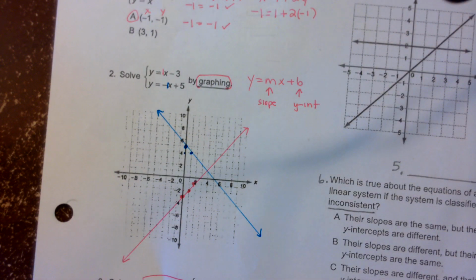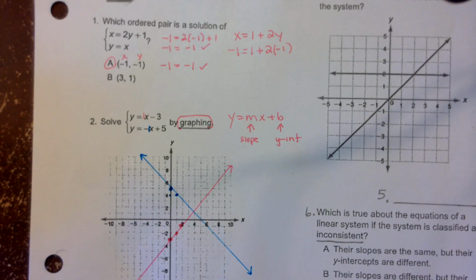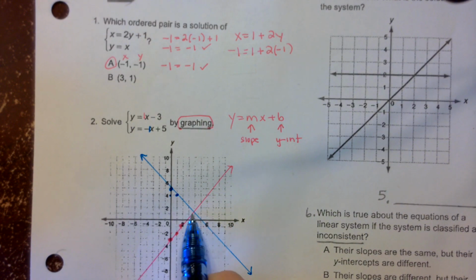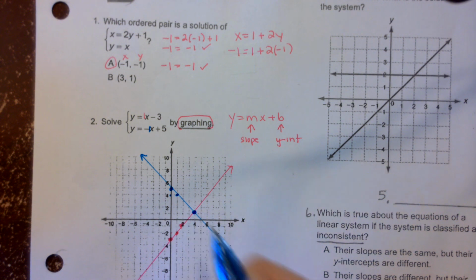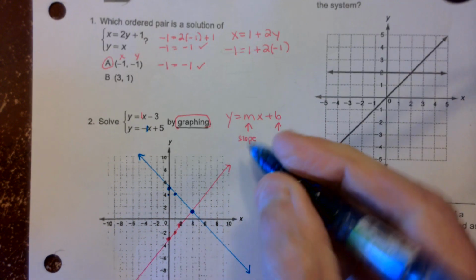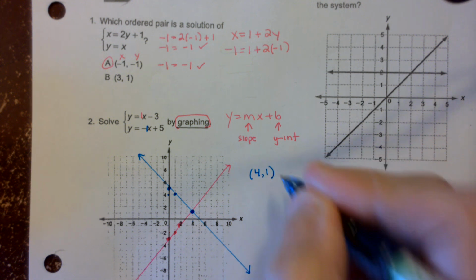So now we're going to see where that point is that they intersect. And so mine falls right there. I'm going to guess that my lines were just off a hair. It's probably meant to be right there. So it's (-1, 4), and that is the answer.